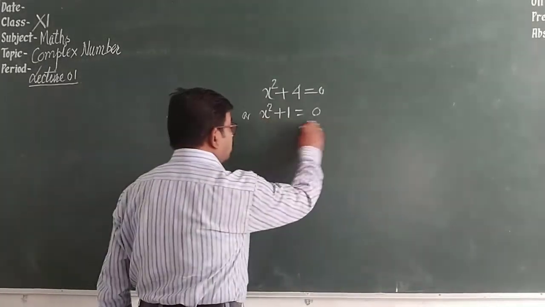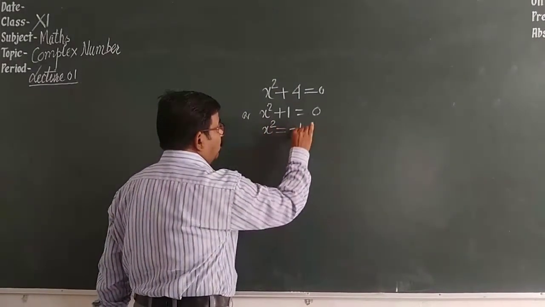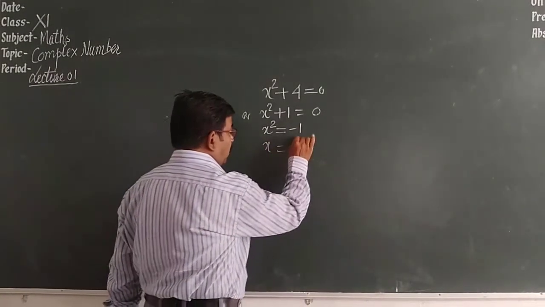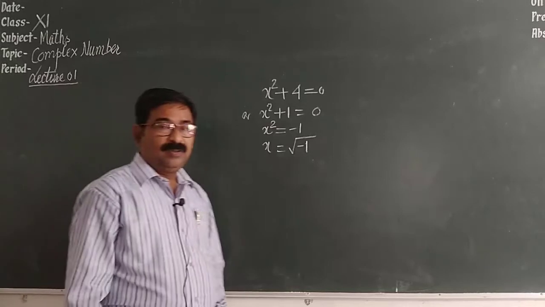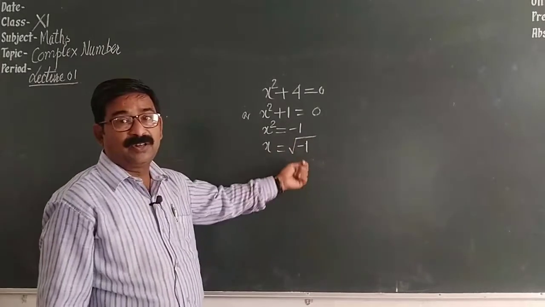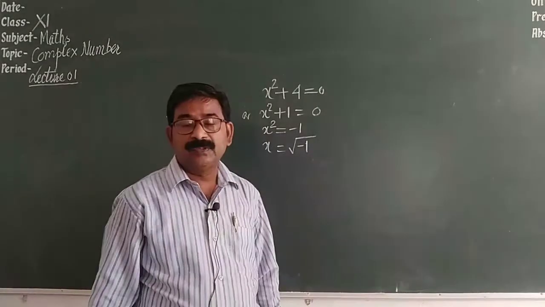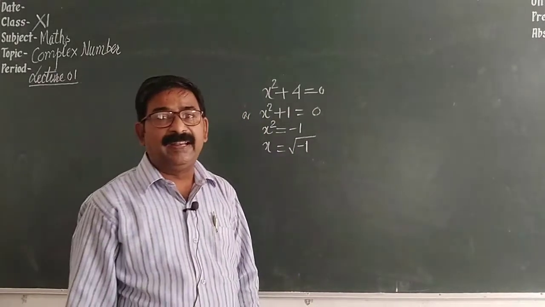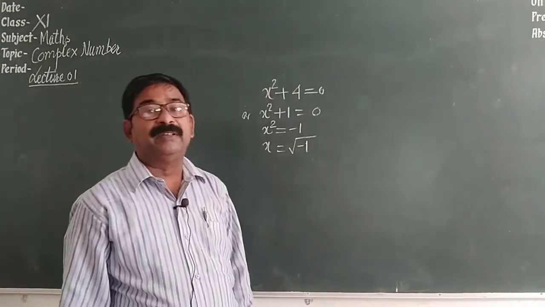For example, suppose we are going to find the value of this, we can write x square is equal to minus 1, or x is equal to under root minus 1. This is not a real number, this is not a square root of a real number, it means this number can be imagined. So simply you can say that the square root of any negative real number, negative integer, is called an imaginary number.